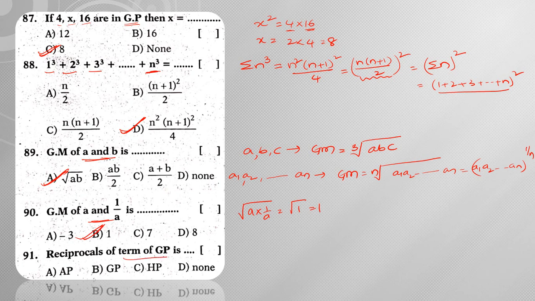Next, reciprocal terms of GP. So if you take reciprocal terms of GP, again you are going to form a GP only. Okay, so if you take a GP which is having the common ratio as R, then if you reciprocate these values, then again you are going to get a GP which is having common ratio as 1 by R. Since it has come, when you reciprocate the terms of AP, you are going to get the progression as HP. The same way vice versa, if you reciprocate the terms of HP, you are going to get the terms as AP.